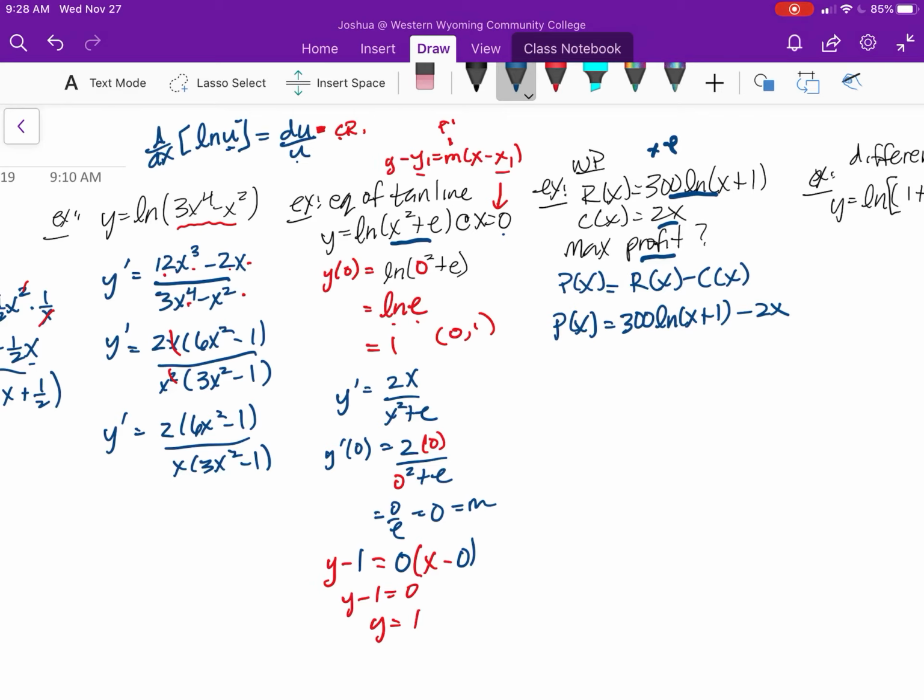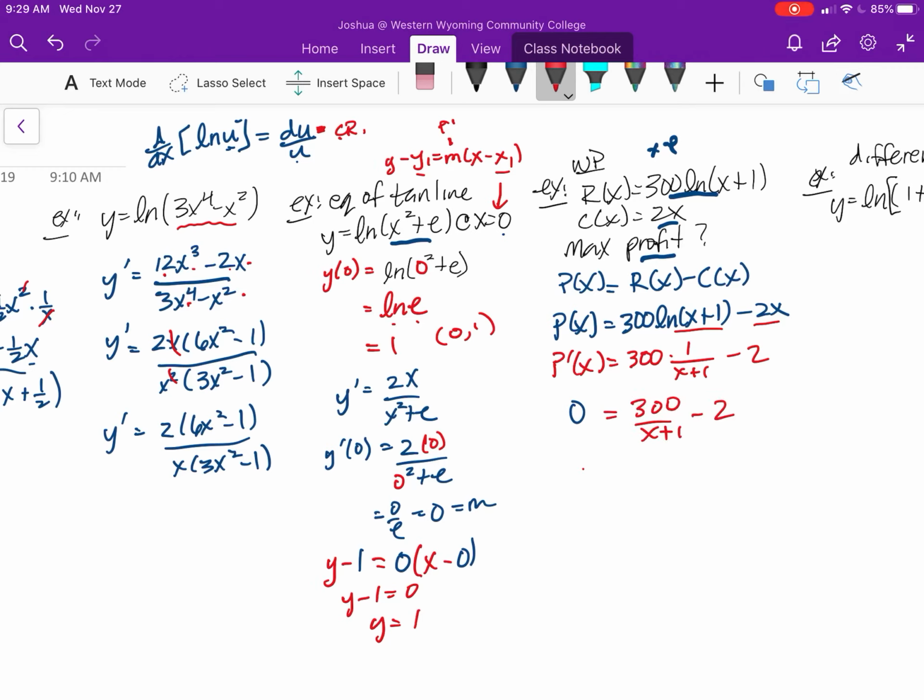To maximize, we do derivative, set it equal to 0. So derivative, p prime. 300 is constant, it stays, multiplied by the derivative of this, so denominator x plus 1, numerator 1. Right? Derivative of x plus 1 is 1. Now derivative of negative 2x is negative 2. Set it equal to 0. So we have 300 over x plus 1 minus 2.